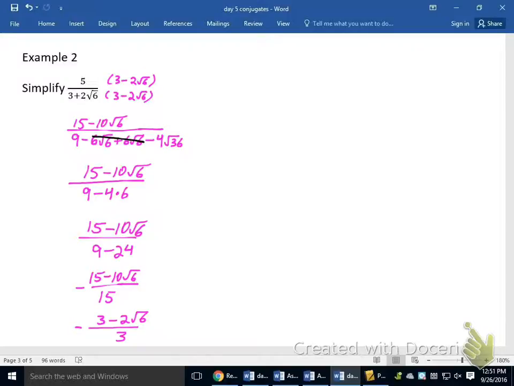That would be one way to write my answer, or I could actually distribute that negative to the numerator, so it'd be negative 3 plus 2 root 6 over 3. You just wouldn't want to leave that negative on the denominator. It's not nice to leave it down there. One of these two answers is the answer.